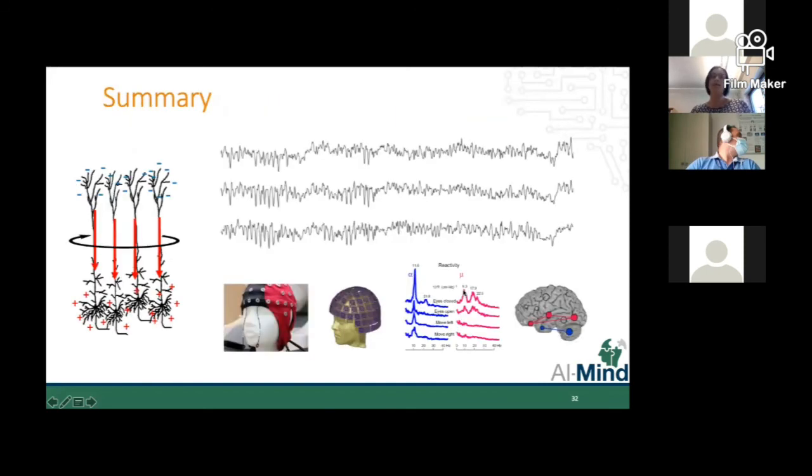Okay, so this brings us to the end of this primer. And we talked about how the signal was generated through postsynaptic potentials, and also how they were measured, and a little bit about oscillatory activity and how that is affected in aging and in Alzheimer's disease.